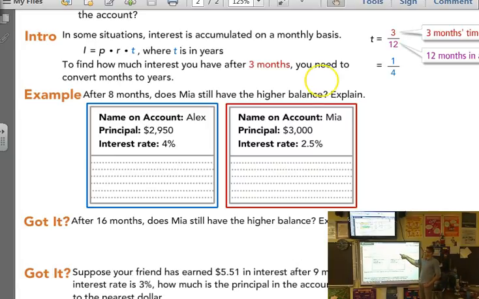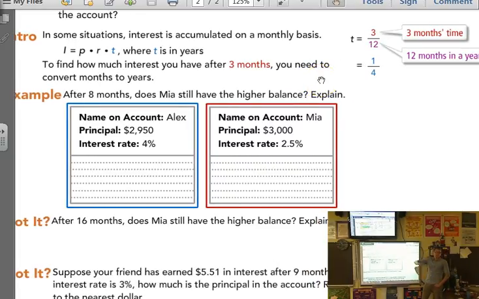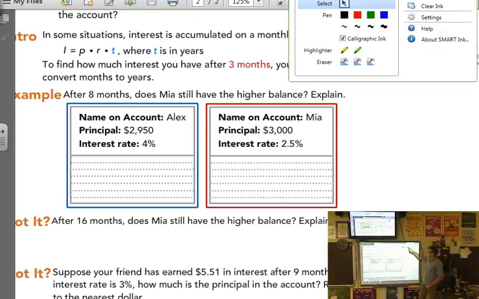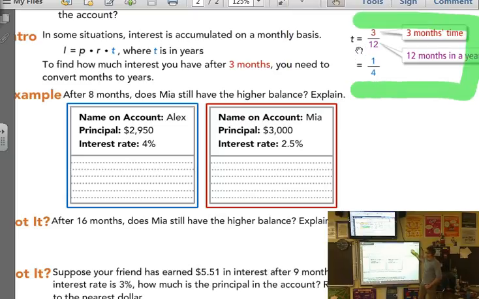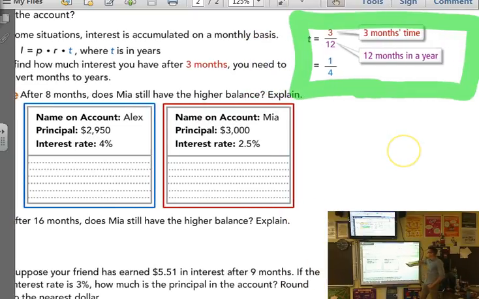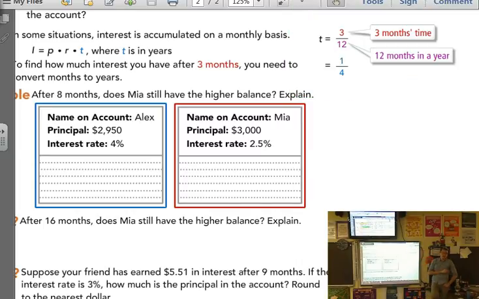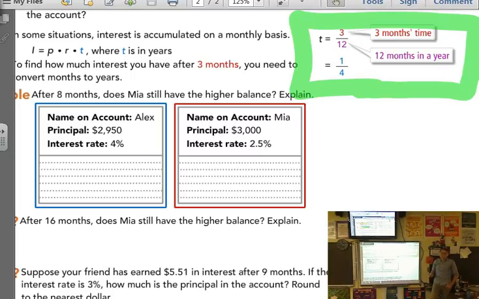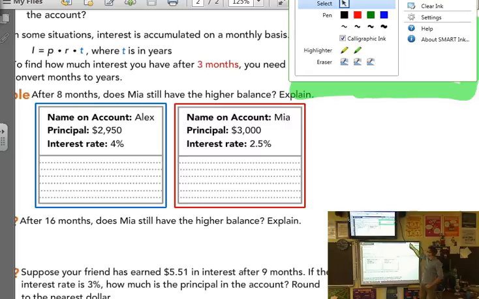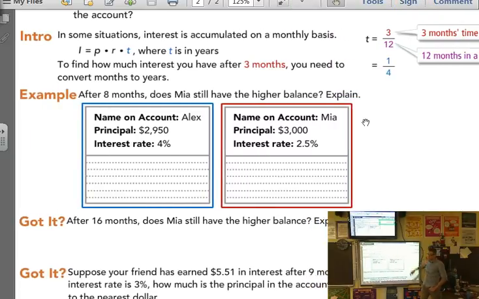So right here, above it, in that intro, if your time is not in years, to convert, all we need to do is divide by 12. So if you're given your time in months, divide it by 12 to convert to years. You can work in partners or small groups. If you get done with that, move on to that next problem, dealing with 16 months.